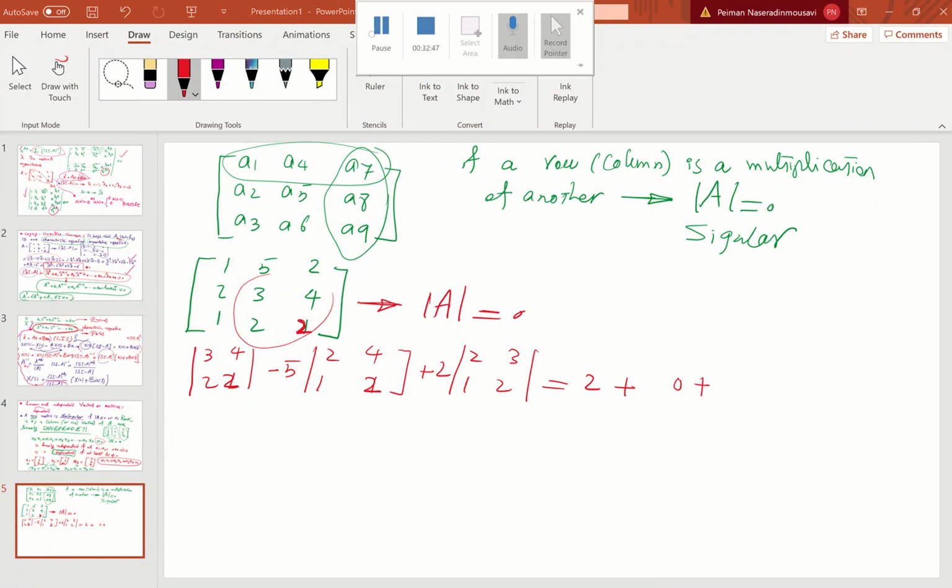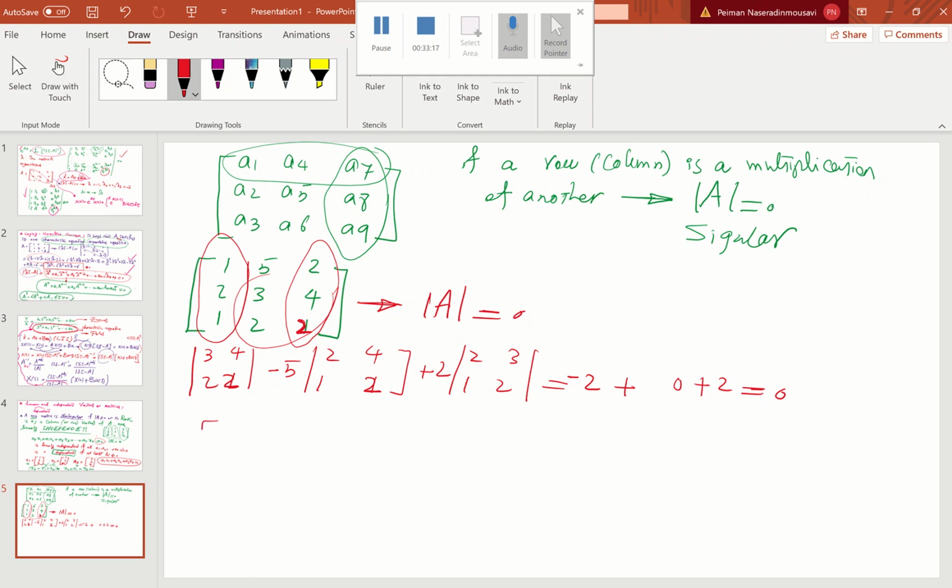Hold on. Oh, this is a trivial mistake. 6 minus 8 is minus 2. So it's going to be 2 minus 2, which is 0, obviously. That's right. Sometimes you have a glitch in your brain, like me. So why did this happen? Because if you look at the columns, this column is 2 times this column, right? So there's a linear relation between this column and this column. Obviously 0.